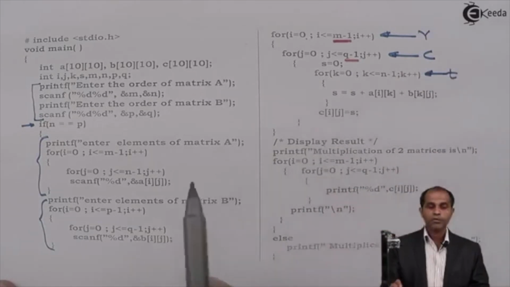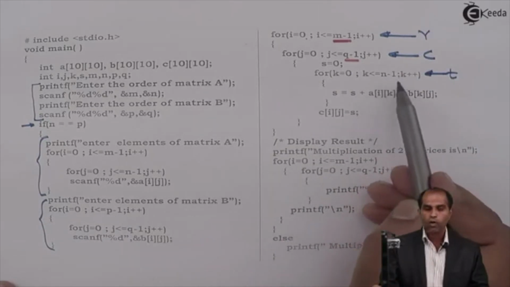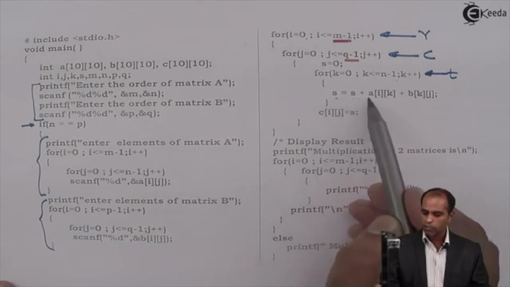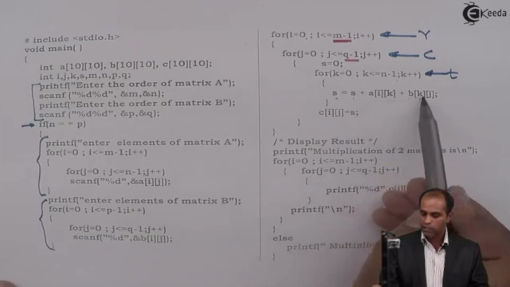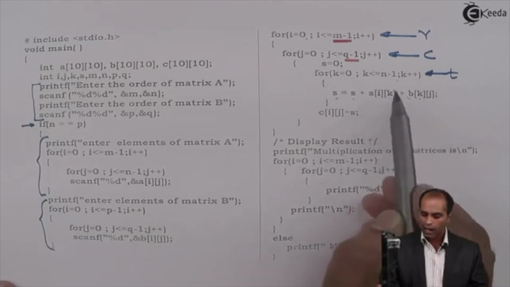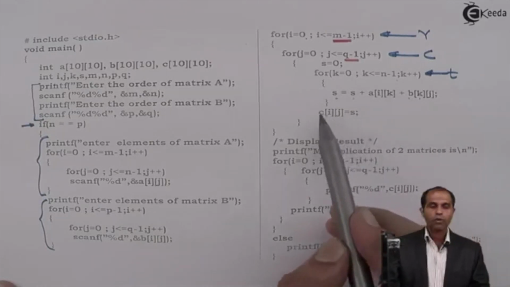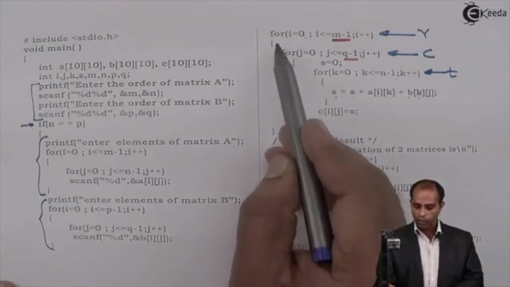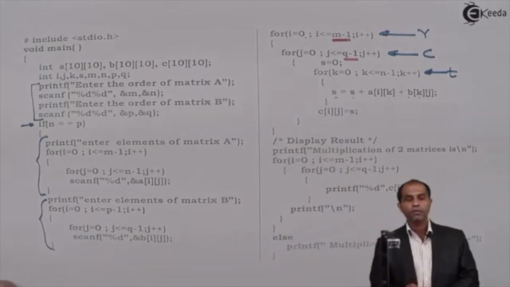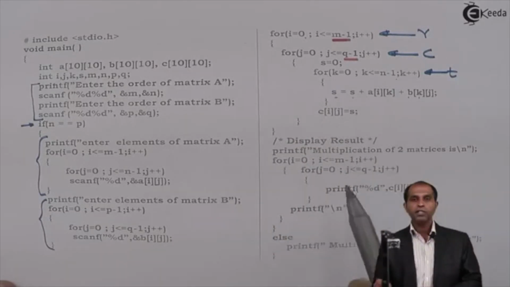How many times am I supposed to do this? Either n minus 1 times or p minus 1 times. S equal to s plus a of ik multiplied by b of kj. So ik, kj. I'll add this, and finally s is stored as c of ij. End this particular k loop, end this particular j loop, end this particular i loop, and then display this particular value. If you wish, you can merge these two parts.